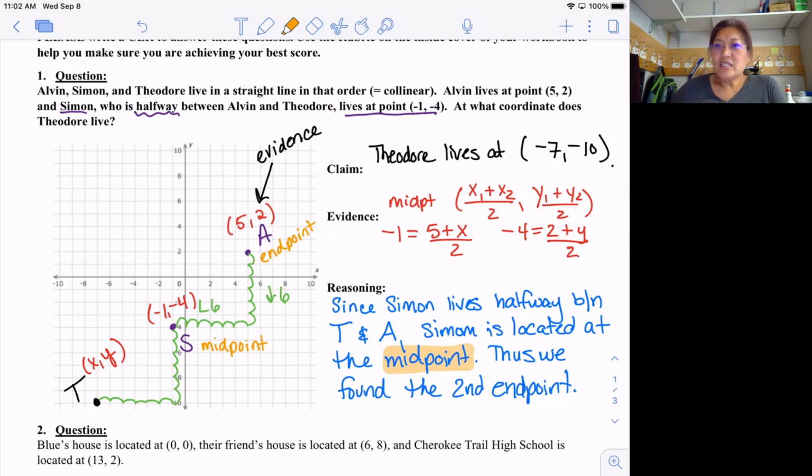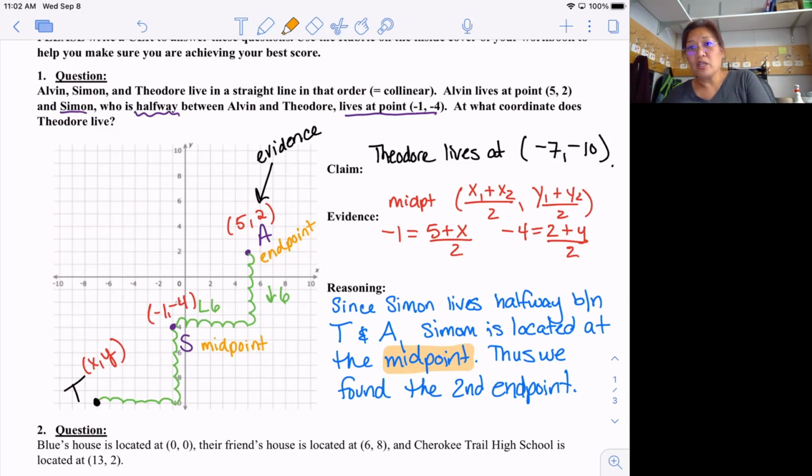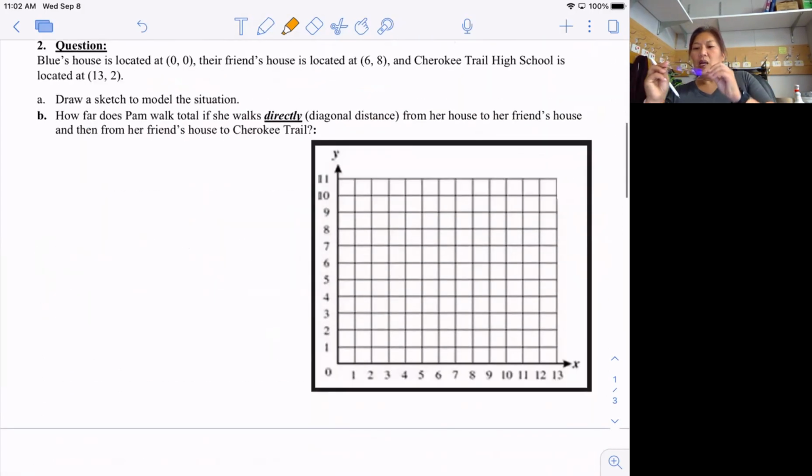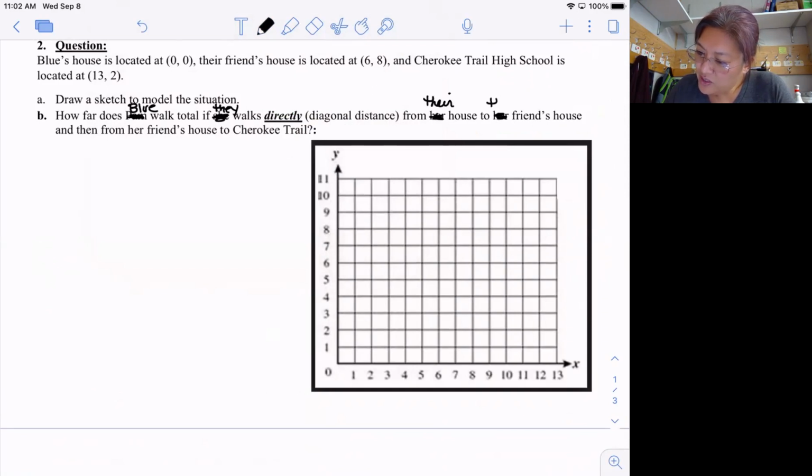All right. Number 2 stumped first period, so I'm wondering if number 2 stumped you guys at all. Part of it stumped them is because I changed names and then I forgot to change names in the rest of the problem, so I'm going to fix that. Pam is not walking anywhere. This is our friend Blue. Blue is a person, and they are walking from their house to their friend's house, and then from their friend's house to CT. So this is kind of a convoluted problem.